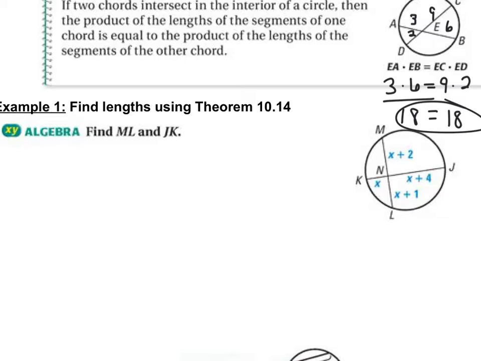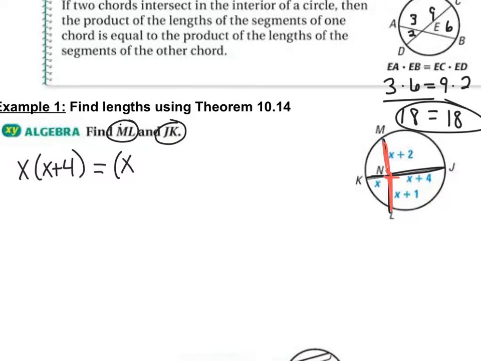So let's put that into use. We're going to do a little algebra here. They want us to find ML and JK. So the first thing we have to do is look at our segments. The first one we're going to say is x times x plus 4, because those are the segments on KJ, is equal to, now we're looking here, let's change colors, now we're looking here and here, so we'll say x plus 2, oops, forgot the 2, times x plus 1.